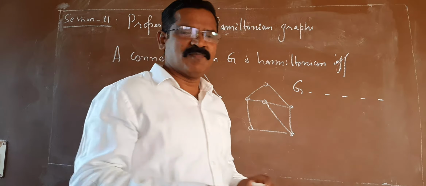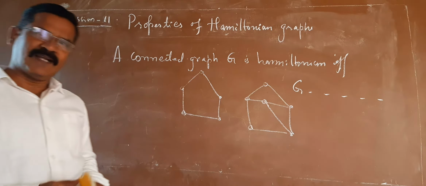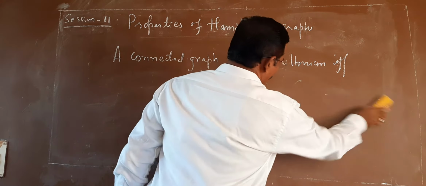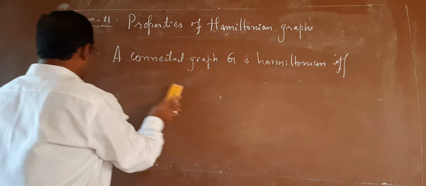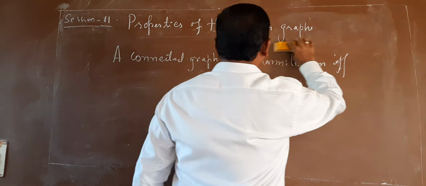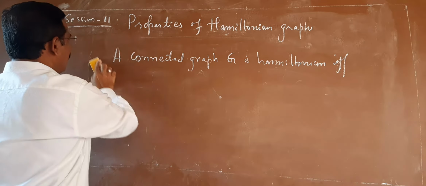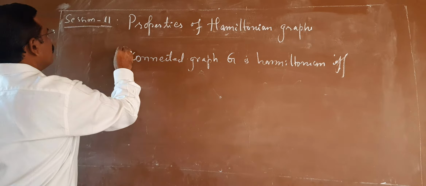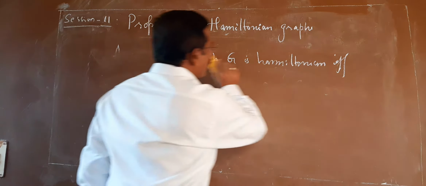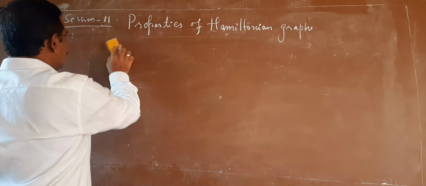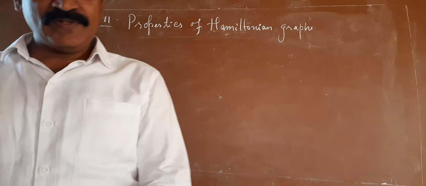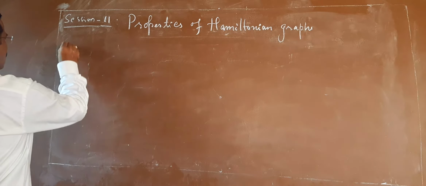So this is the major unsolved problem in graph theory as well as an unsolved problem in mathematics. You are all young mathematicians, so you may think in this direction, and if you are able to get a characterization for Hamiltonian graph, as I said, it will be a standard result in the field of graph theory. Now, what are the properties, or necessary and sufficient conditions, for Hamiltonian graphs? First we consider one theorem as a result.